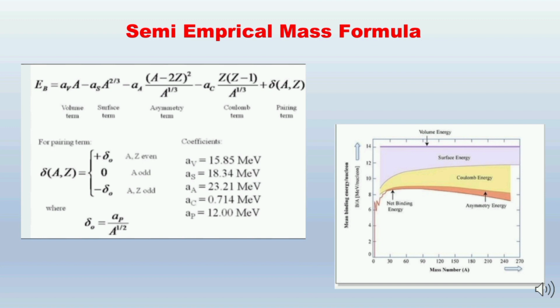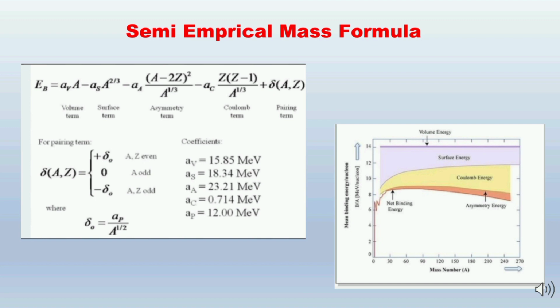This image shows the semi-empirical mass formula. This formula contains five terms. A is the mass number and Z is the atomic number. We know that N is the number of neutrons present inside the nucleus. The first term is the volume energy. The larger the total number of nucleons, the more difficult it will be to remove the individual protons and neutrons from the nucleus. So, the binding energy is directly proportional to the total number of nucleons.